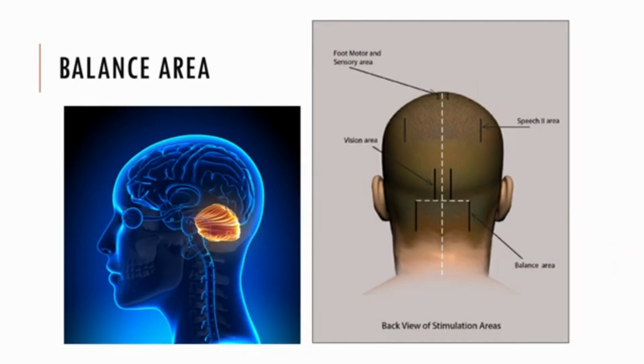The balance area is located over the cerebellum. It starts on a horizontal line at the level of the occipital protuberance. The balance area starts from a point 3.5 centimeters lateral to the occipital protuberance and runs 4 centimeters inferiorly. The balance area is needled bilaterally. Like the vision area, it must be needled from the top down. Needling from below pointing upward risks injury to the medulla.